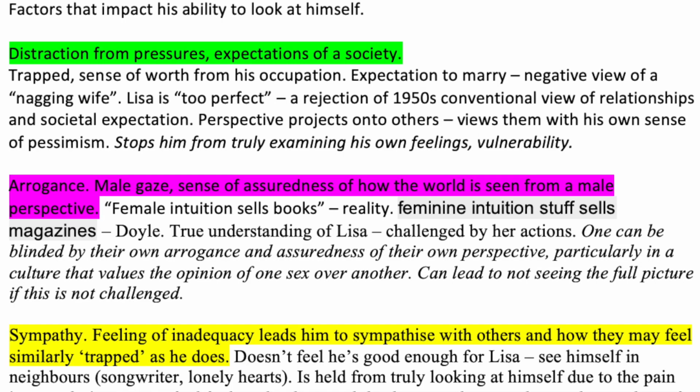But the first thing I did was to Google that quote, and Google enough about it so that I knew that it would come up with the absolute correct quote, and I put it in here. The actual quote is "female intuition stuff sells magazines." So I was close. Books, magazines, female intuition, feminine intuition. But it's important to be accurate.